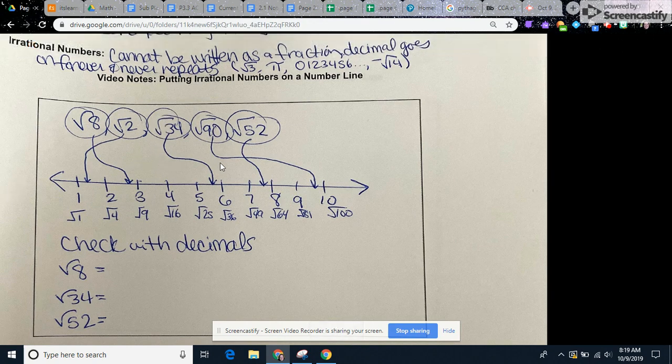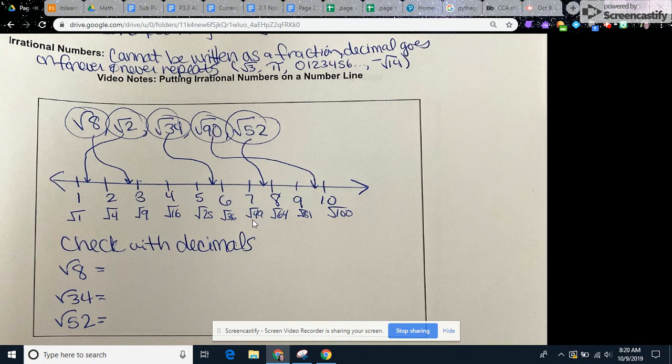Square root of 34 we know would fall between the square root of 25, which is 5, and the square root of 36, which is 6, so closer to the 36. So we know that the square root of 34 is going to be more than 5.5, but less than 6. Square root of 90 falls between the square root of 81 and the square root of 100. That one's going to be closer to the middle because it's only 9 spots away from this one and 10 away from this one. So it's going to be pretty close to 9.5.